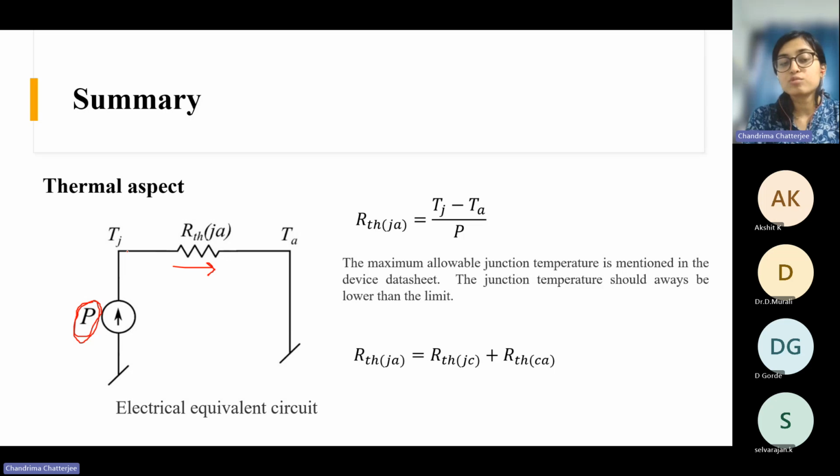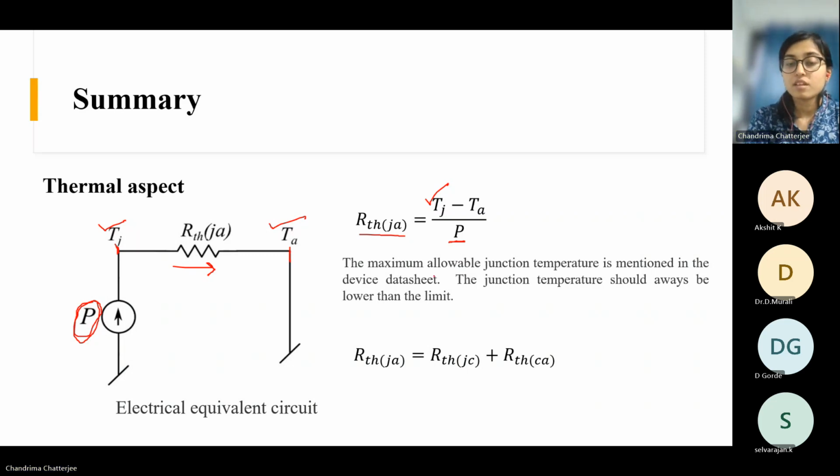And then you have these two nodes. In this node, your temperature is Tj, which is the junction temperature. And in this node, the temperature is the ambient temperature. In between, you have this resistance. If this is a current source, then obviously current will flow, and the difference of temperature we can think of as a potential difference. So now the circuit is very simple. Resistance is voltage difference by current. So power is equivalent to current here, and the temperature difference is equal to the voltage difference. That's why this formula comes.